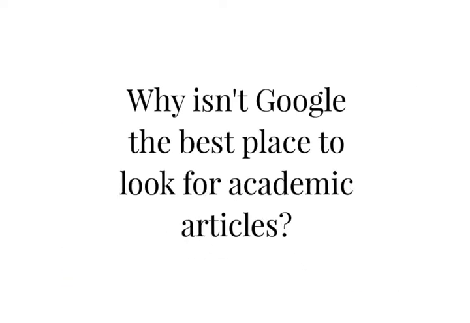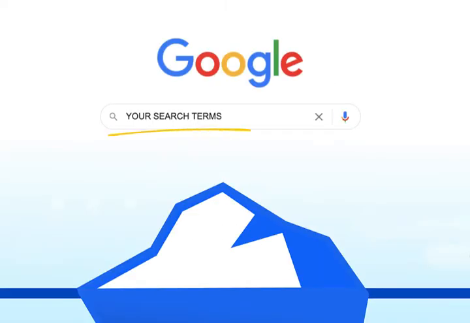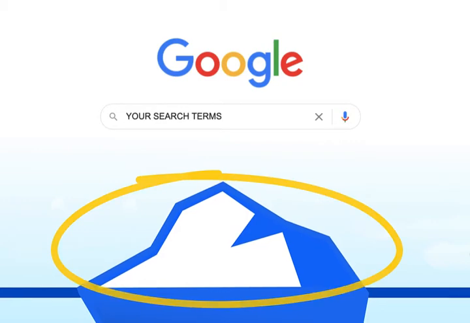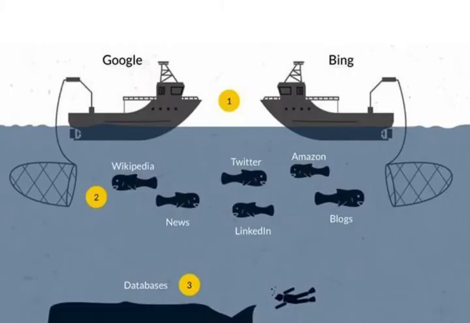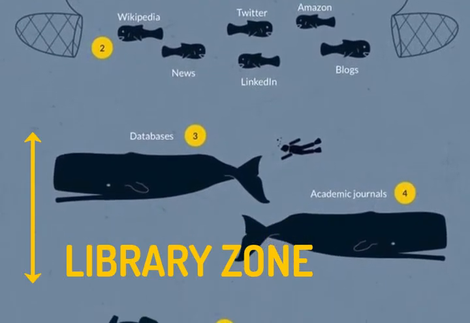Why isn't Google the best place to look for academic articles? Google's algorithm locates information on the web and returns a list of results based on your search terms. Google only searches a portion of the massive amount of information on the web. Many things in the library are literally below the surface. You've probably heard it called the deep web. The regular internet contains things like Amazon, Netflix, and the Southwestern website. There is a vast amount of information out there that isn't immediately accessible.